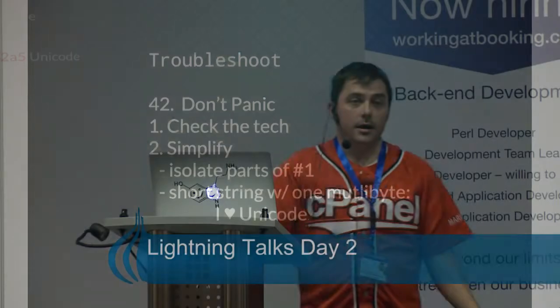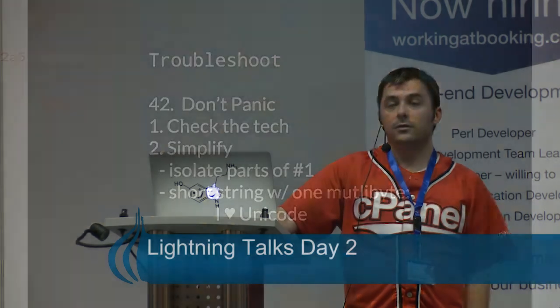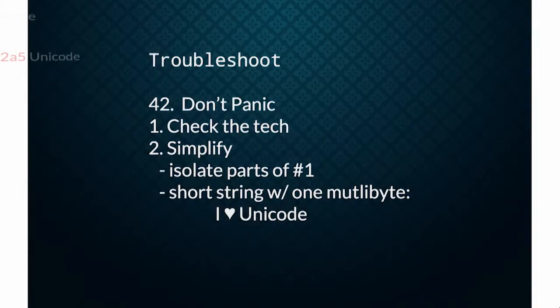So to troubleshoot a problem, there's only three steps. Step 42 is don't panic, clearly. You will figure it out. You will find the problem. The first thing is check the technology involved. One thing at a time. You don't have to be overwhelmed by the whole process. First, just look in your database. Is the data in there actually the data you think it is?